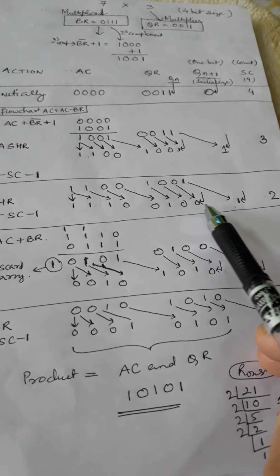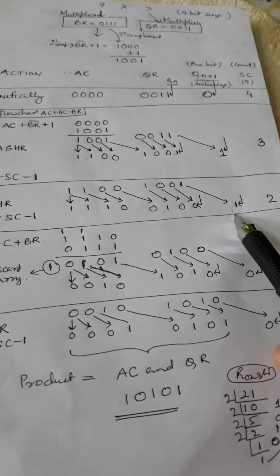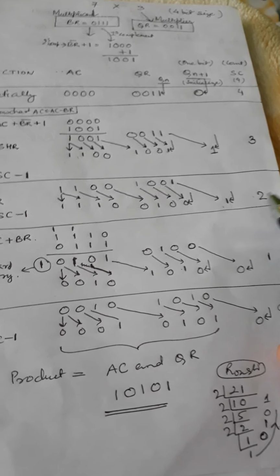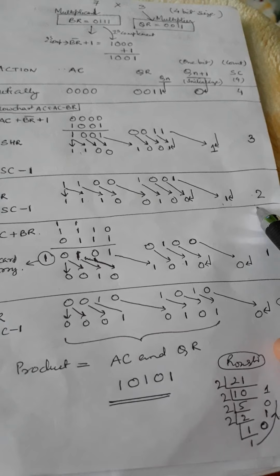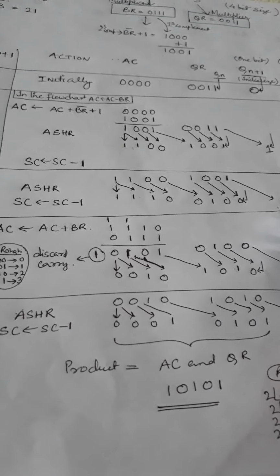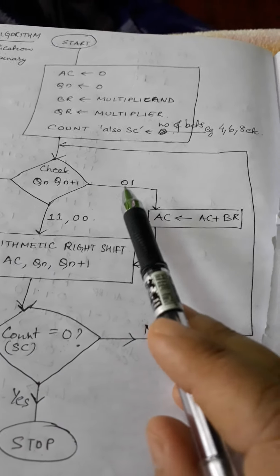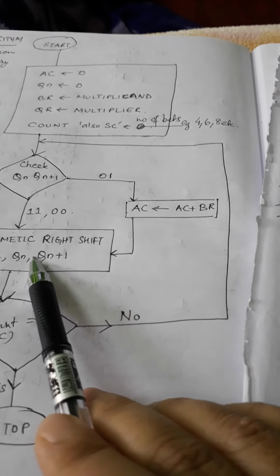So our shifting is done and the new value of Qn plus 1 is generated, and then decrement SC minus 1, which is from 3 it will come to 2. Okay. So our next value to be considered is 0, 1. So what do we do when we have 0, 1? Let us check the flow chart. 0, 1, that means plus, this side. Okay, plus and then shift.